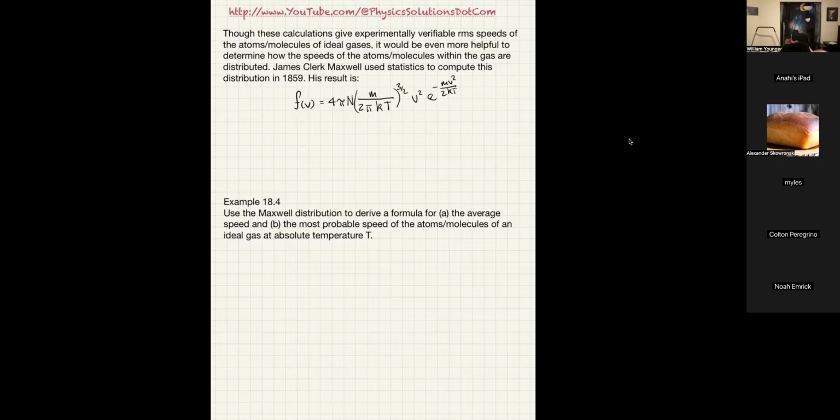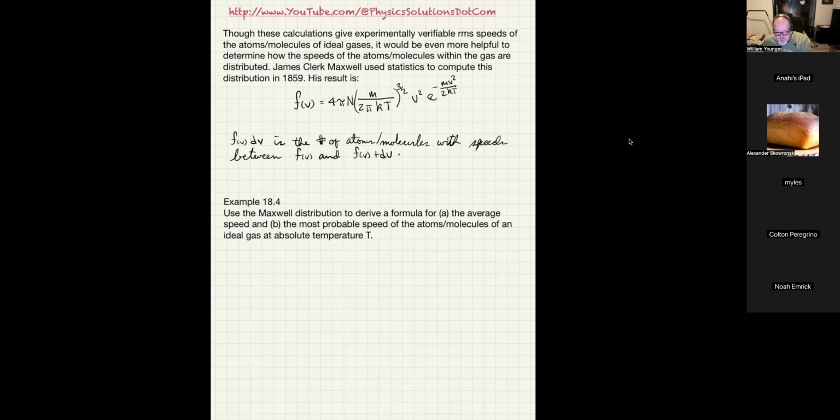Now, what this means is f of v dv is the number of atoms or molecules with speeds between v and v plus dv. Okay, so that's what that is.